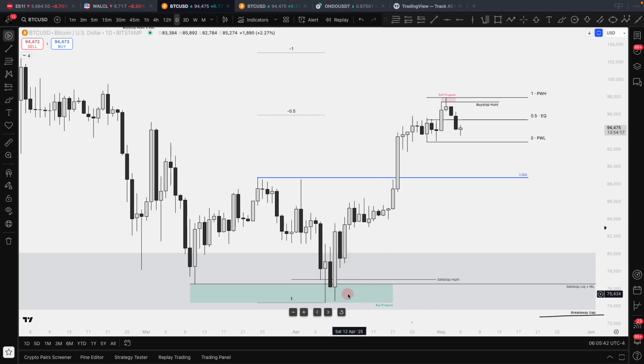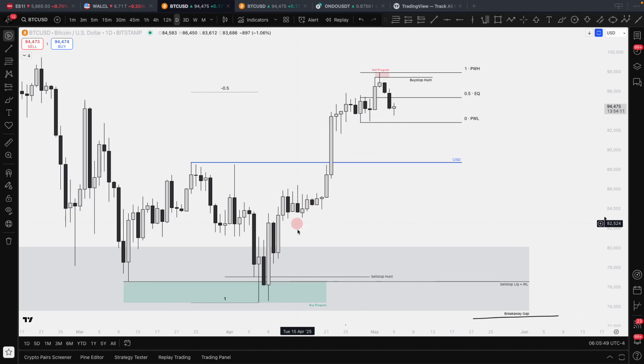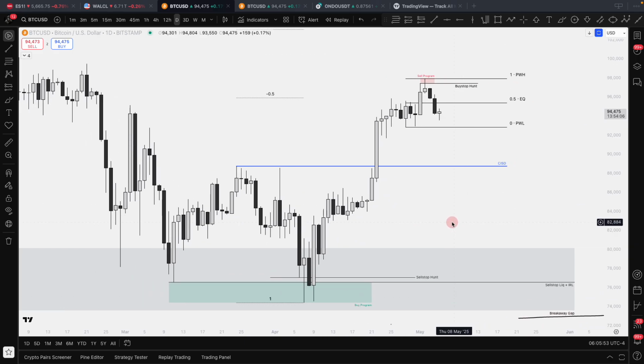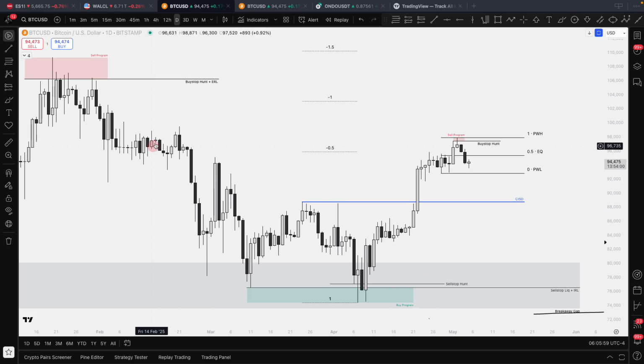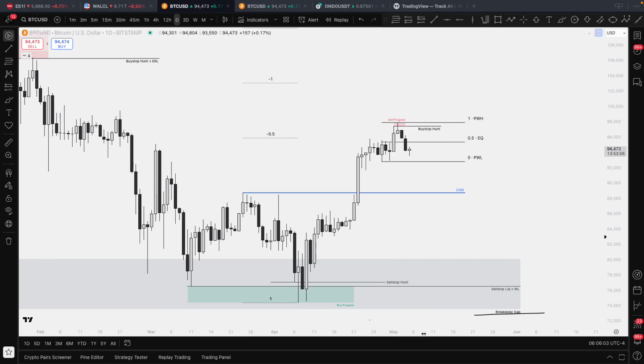And it was a similar situation down here where you had the sell stop hunt, buy program, and everything else that came with it. Key points of interest being a breakaway gap. And in this case, the key point of interest being a daily order block and the higher time frame supply, which is here.